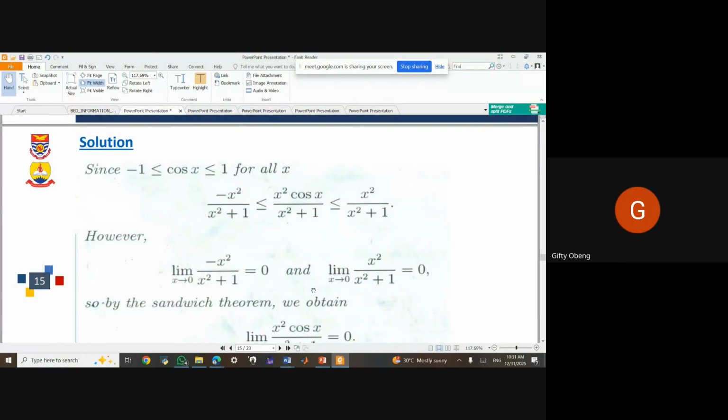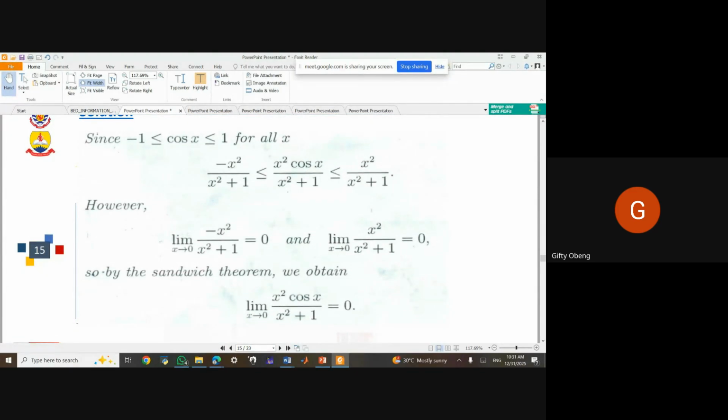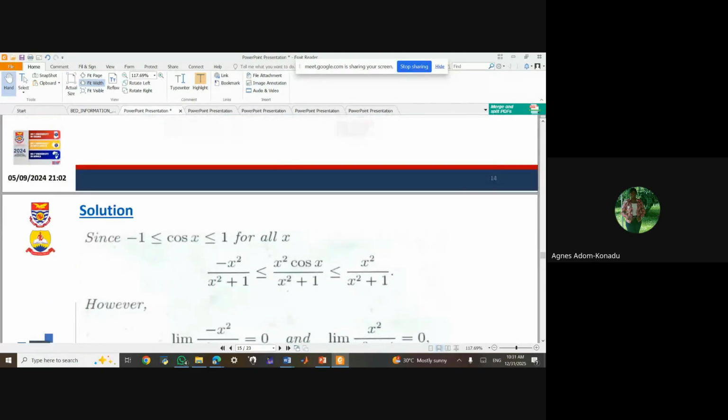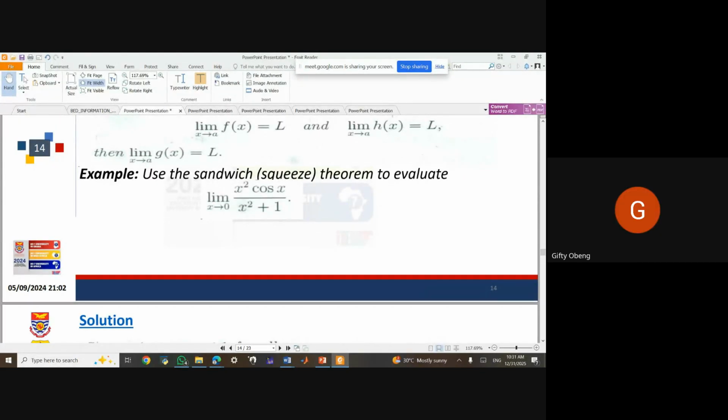Madam, please, why did we divide it by s squared plus 1? Because the original function is divided by s squared plus 1. Oh, okay.